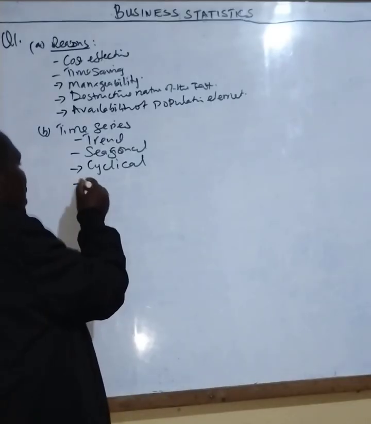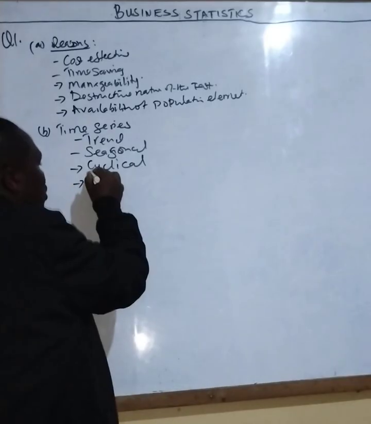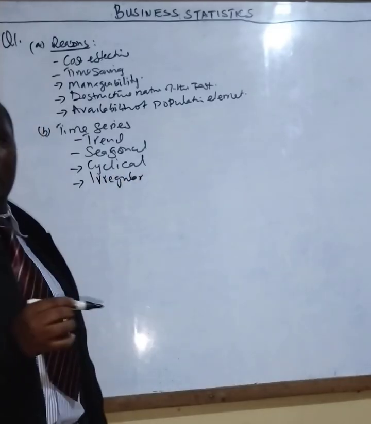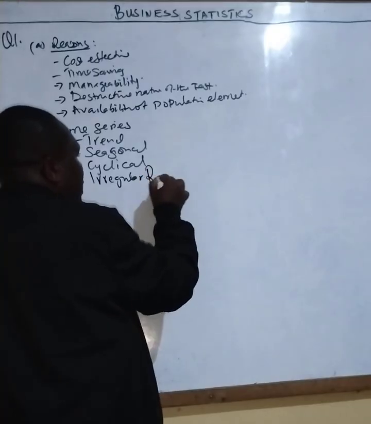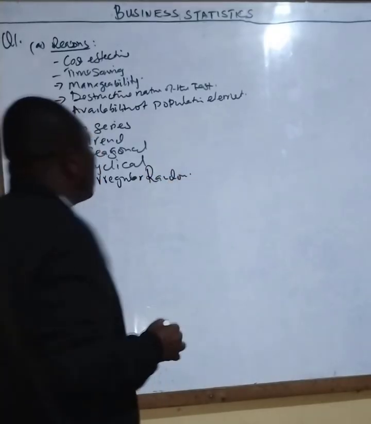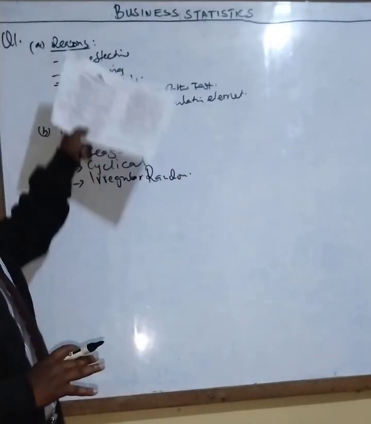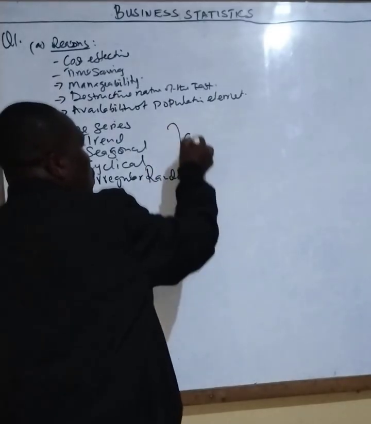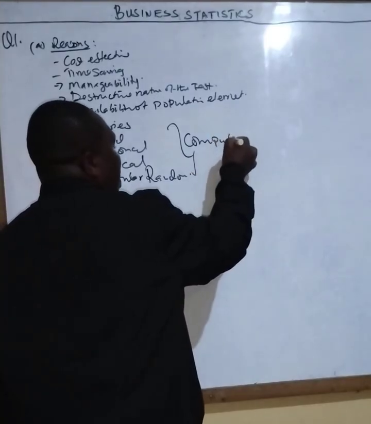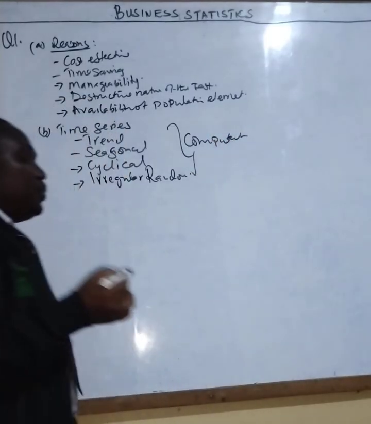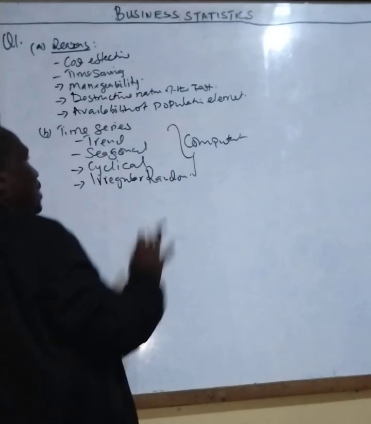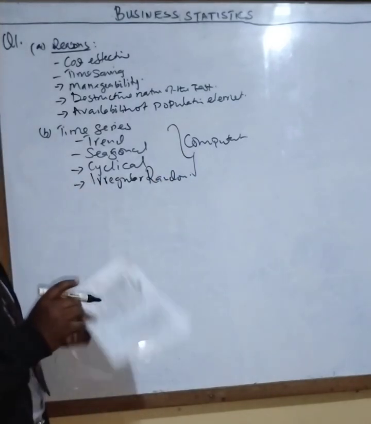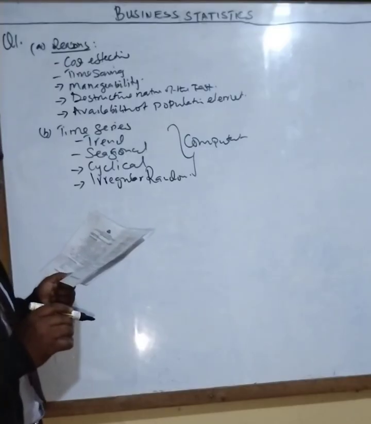We also have what we call irregular. Another word for irregular is random. Correct? So these are the examples of time series. These four time series are fully covered in our video on computation. Remember, they are very important for computation. But the paper that I have doesn't have this one, so kindly follow my video so that you know exactly how to calculate this.